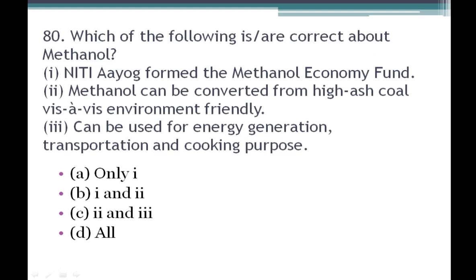Question number 80. Which of the following is or are correct about methanol? Number 1. Niti Aayog formed the Methanol Economy Fund. Number 2. Methanol can be converted from high ash coal vis-a-vis environment friendly. Number 3. Can be used for energy generation, transportation and cooking purpose. The correct answer is option D, that is all of the above.